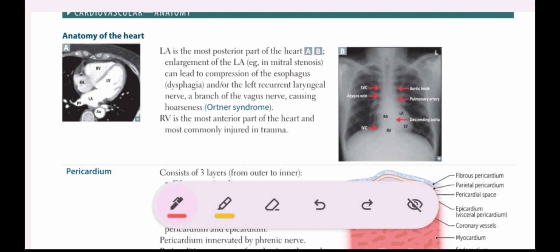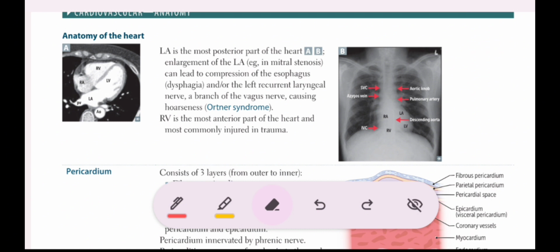So during atrial enlargement, such as during mitral stenosis, it can cause compression of the esophagus, which may manifest as dysphagia, or it can cause the compression of the left recurrent laryngeal nerve, which is a branch of vagus nerve, and it may cause hoarseness. So this triad of left atrial enlargement, dysphagia, and vagus nerve compression is known as the Ortner syndrome.